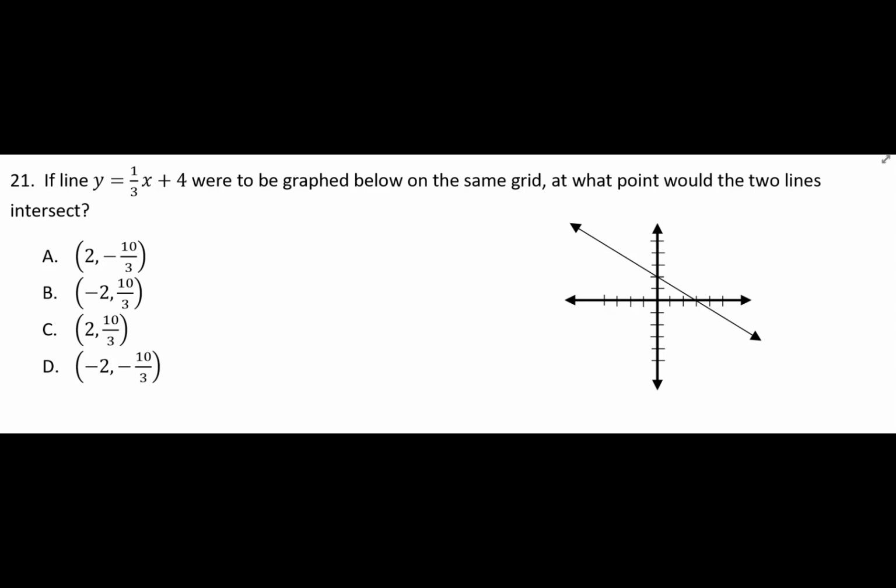If line y is equal to 1/3 x plus 4 were to be graphed below on the same grid, at what point would the two lines intersect? First, we need to understand that this is not the line that is graphed. It says if this line were to be graphed, at which point would the two lines intersect?